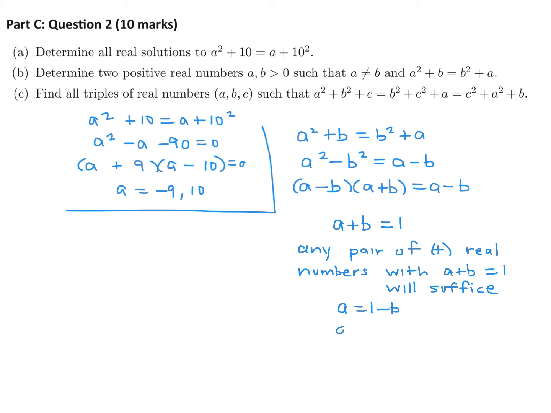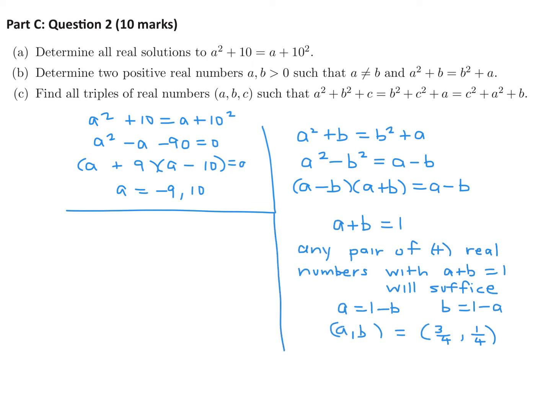So for example, if I want any such pair, I can choose anything for a. So let's say I chose 3 over 4, and then a is 1 minus b, or b is 1 minus a. So if a is 3 over 4, b would be a quarter. So there's just one example.